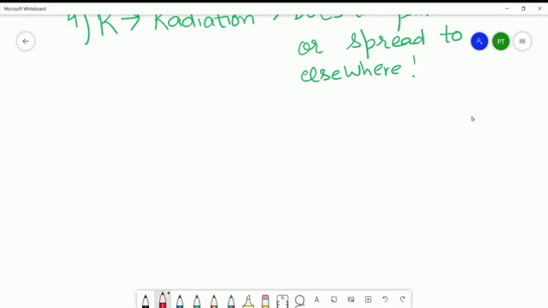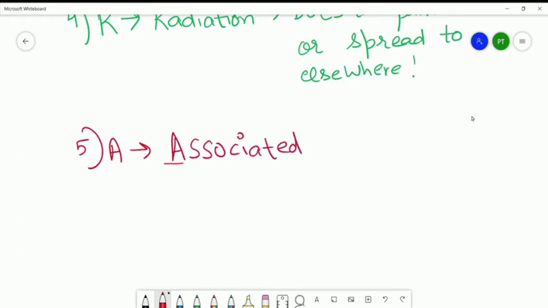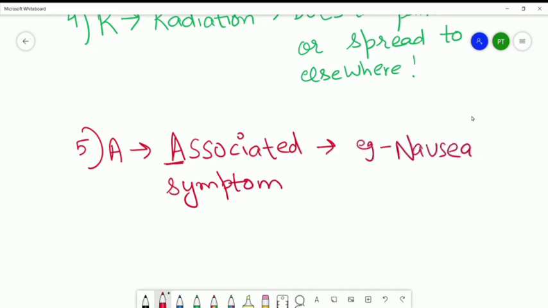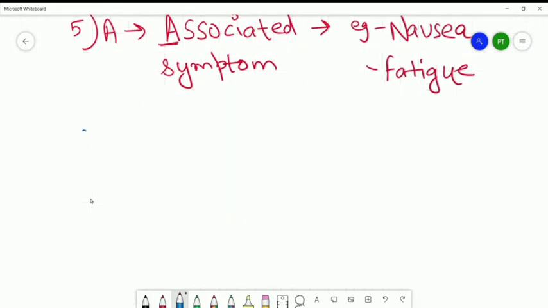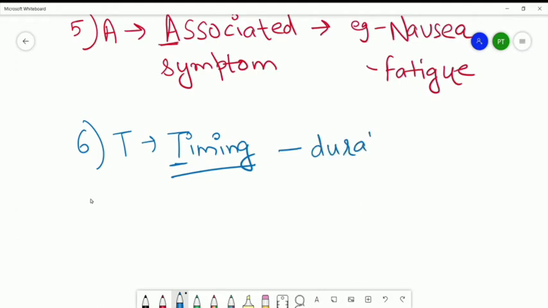Then we have the fifth point, that is A. A is for associated complaints. Usually associated complaints are the ones that help in diagnosing a case. So you must ask what the patient is having with the chest pain. Is he having nausea or fatigue or anything else? Sixth, we have T. T is for timing. Timing is very important: duration or pattern of pain.